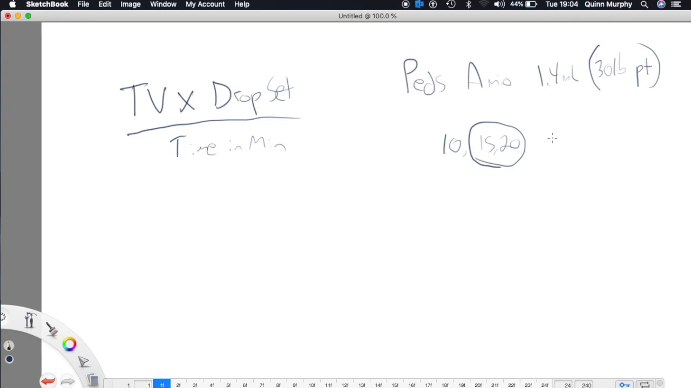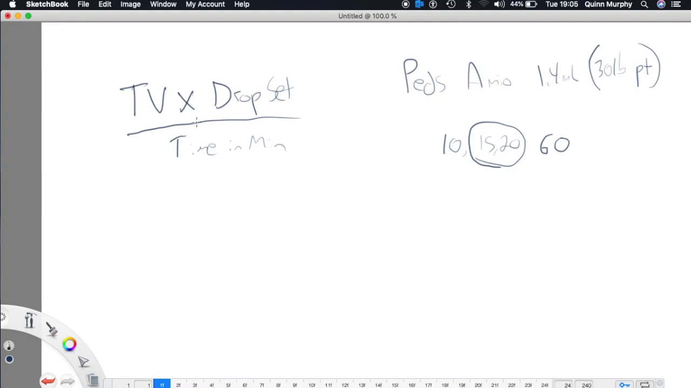We also carry a micro drip, which is a 60 drop set, which we use for dopamine. What these numbers mean is 10 drops per milliliter, or 15 or 20 drops per milliliter, or finally the micro drip, which is 60 total drops to equal 1 milliliter.